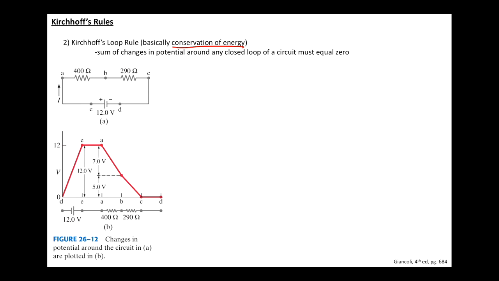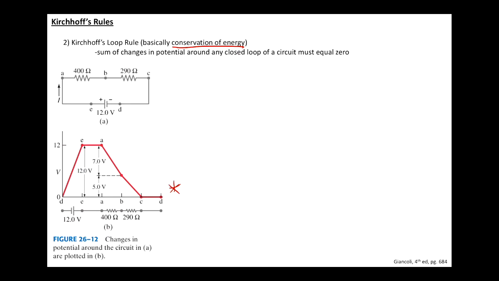Same thing is happening with potential differences in a circuit. If I add up all of the changes in potential difference as I go around any loop in the circuit and go back to the exact same point, the net change has to be 0 because I have to end up at the exact same height, okay? So you can see that represented with this diagram down here where they've labeled points A, B, C, D, and E in the circuit.